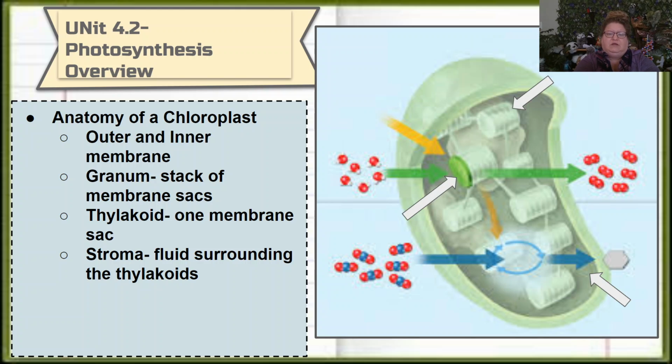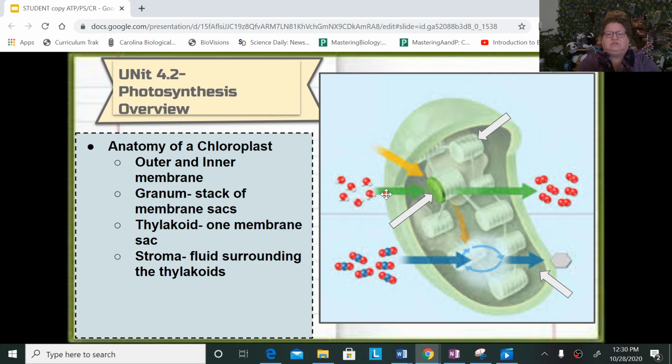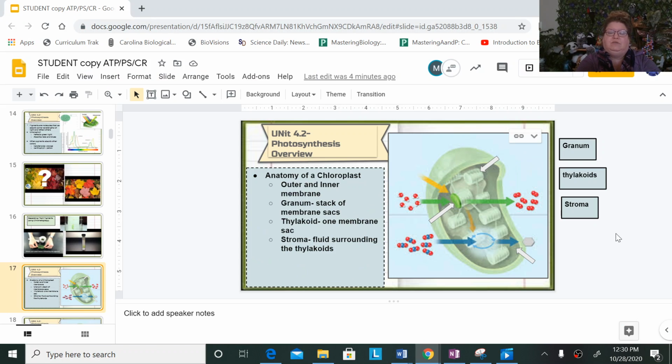So let's talk about an overview of photosynthesis. First we need to establish what in the world is happening in the chloroplast. Now you somewhat learned this in the last unit, but let's talk about our chloroplasts. Chloroplasts have an outer and inner membrane. They're not going to be as interesting to us. They don't really get involved in our photosynthesis. But it's the stuff that we have inside that's interesting.